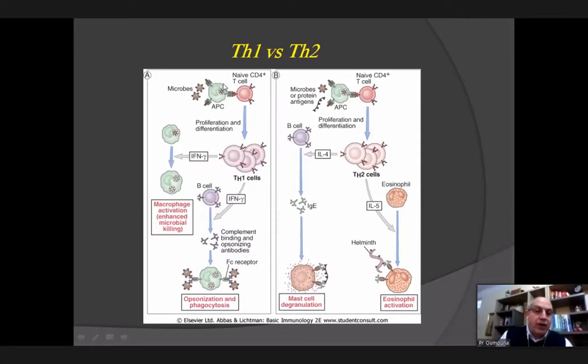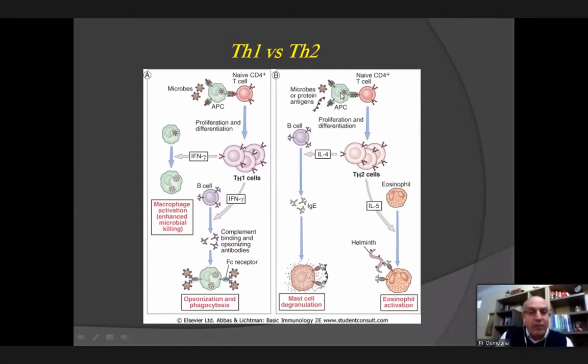Th1: viruses, bacteria, there is capture, presentation, secretion of interleukin-12. Interleukin-12 will help naive CD4 cells to become Th1. It will secrete interferon gamma, which will help activate the macrophage to kill more microbes. And interferon gamma will help B cells to, of course, secrete IgGs, which we do need in case of infection and some bacterial infection.